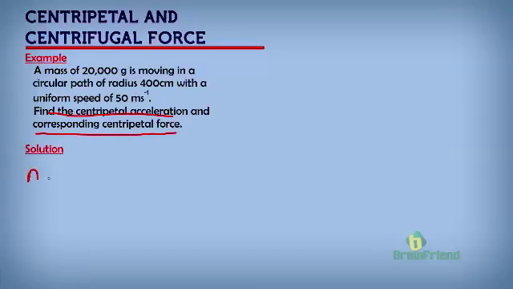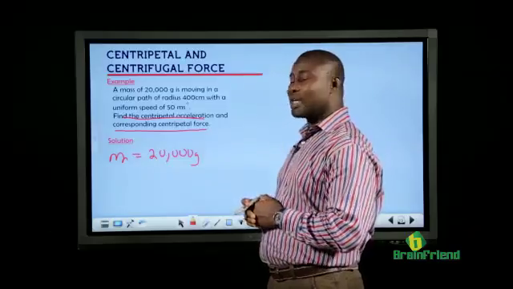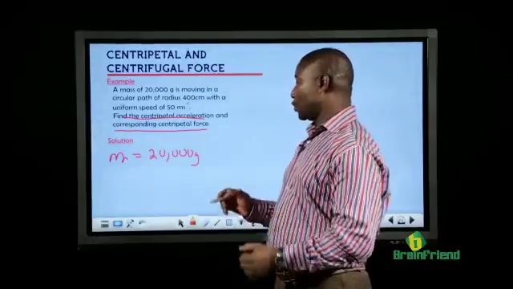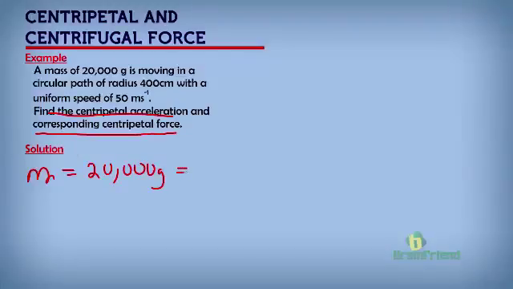The mass M is equal to 20,000 grams. Now we need to change the unit of the mass into SI units. All the units need to be consistent, and the unit we're going to always be working with is the SI unit. And the SI unit for mass is the kilogram. So 20,000 grams in kilograms is 20 kilograms.